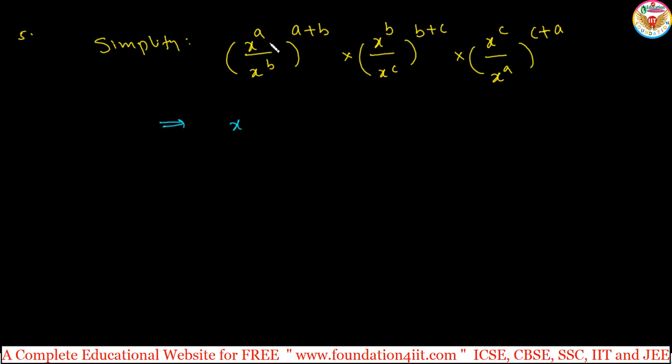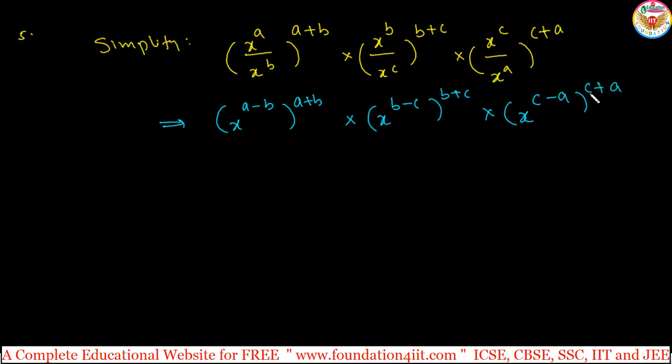So x power a by x power b is x power a minus b. We know that. Again whole to the power a plus b. Multiplied by x power b by x to the power c, which is x to the power b minus c, power b plus c. Again x to the power c minus a, to the power c plus a. First apply the quotient law: a power m by a power n is equal to a power m minus n. Now the power rule we can apply.